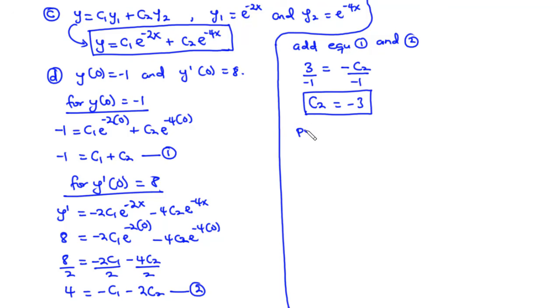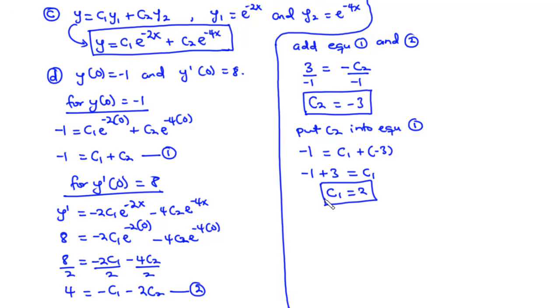So we are going to put C2 into equation 1. So from equation 1, we have negative 1 equals C1 plus negative 3. We transpose negative 3 to the left hand side. Negative 1 plus 3 equals C1. Now this is equal to, on the left hand side we have 2. So C1 is equal to 2. This is the value for C1.